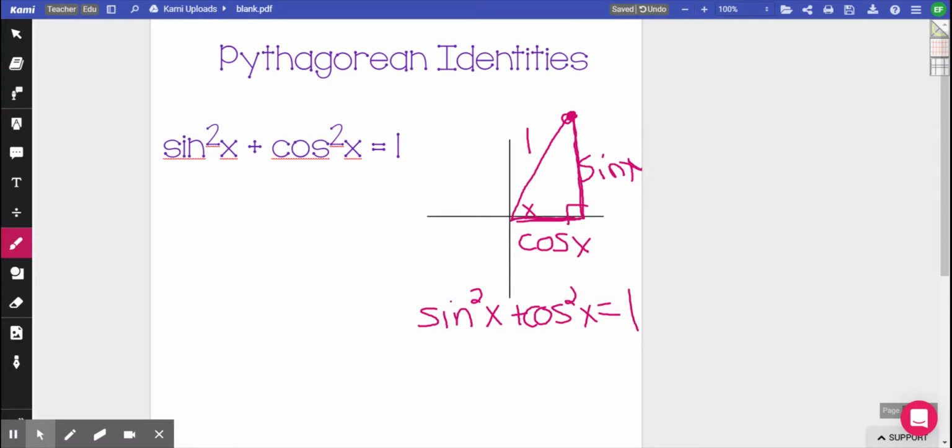From there, we have two other different versions of it, and they're just derivatives of the original one. So I'll show you where they come from so you have all three that you can copy down into your notes. So first one, what happens if I take my original Pythagorean identity here, and let's just say we divide everything by cosine. So I'm going to divide everything here by cosine squared x.